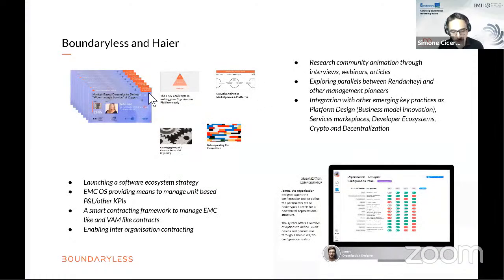Then we do research, of course, and you can watch some of the videos that we have made on our YouTube channel, and if you follow our blog, you will also see that we are trying to integrate entrepreneurial organizing with these new growth opportunities that we see, platform design and business model innovation. So lots of work going on in the background. And of course, as part of our work, and we'll talk about this much more later on, we are trying to launch this ecosystem around software. So we want to build software technologies that can empower this transformation, this transition towards these new ways of organizing.